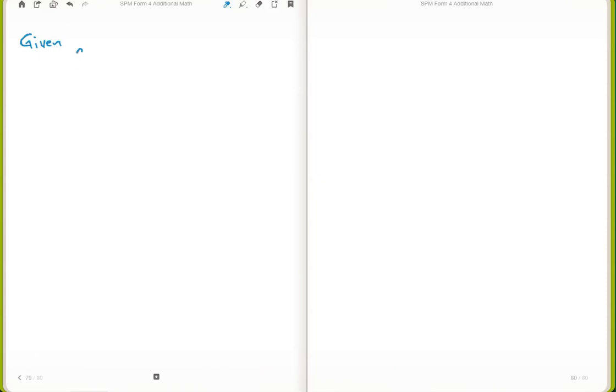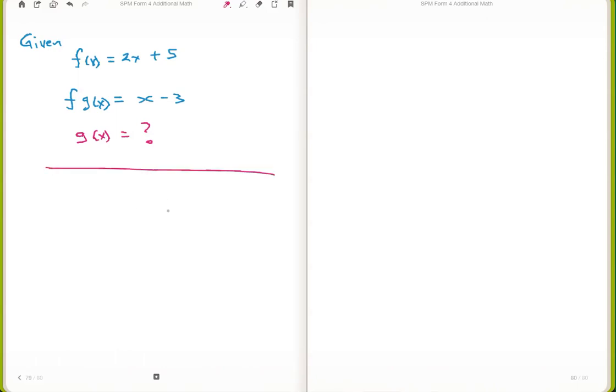You were given a function f(x) is equal to 2x plus 5, and also given f(g(x)) is equal to x minus 3. The question here, you need to find out what is g(x). Now this is interesting. Solution: you substitute the g(x) into the f(x) function.